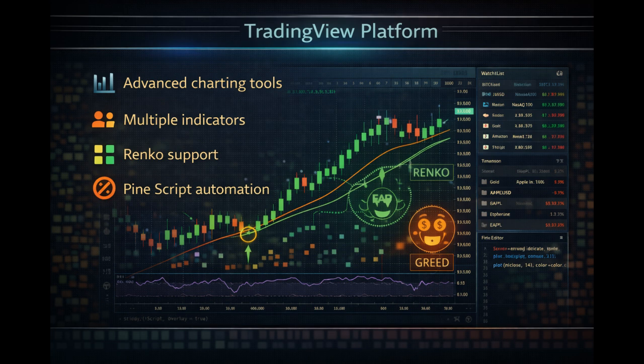RSI measures market momentum and helps identify overbought or oversold conditions. Moving Average Convergence Divergence, MACD. MACD is used to identify trend direction and potential reversals. These indicators can be combined with Renko charts to create trading strategies that generate buy or sell signals.